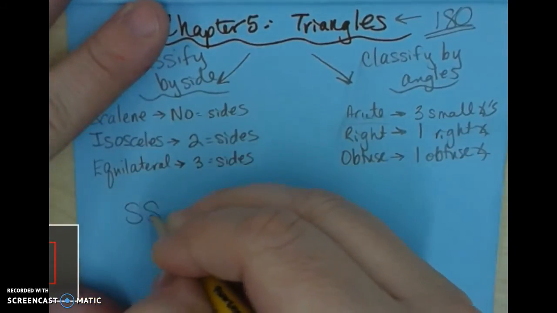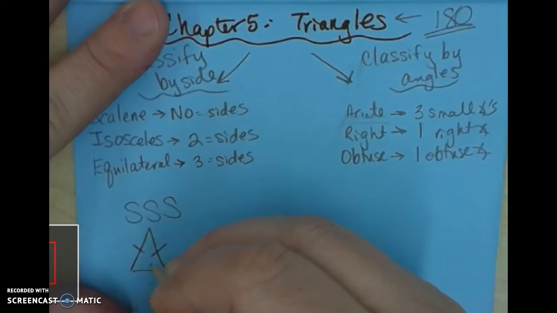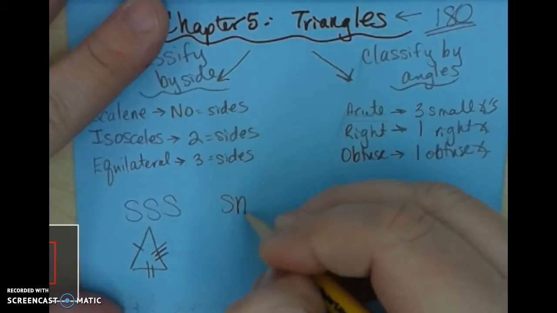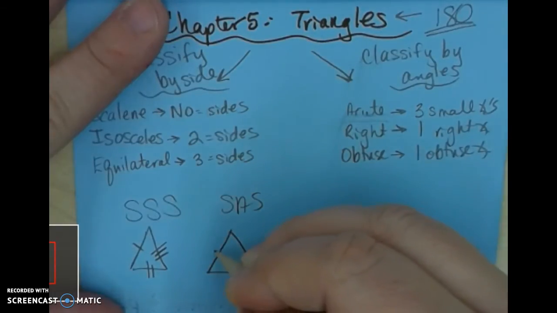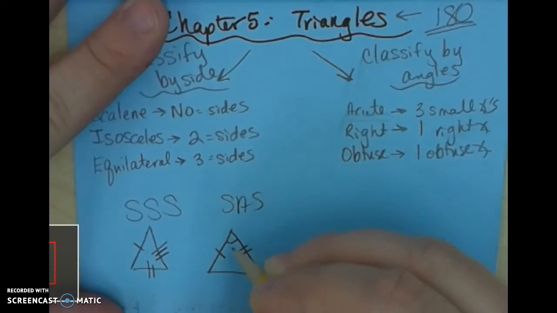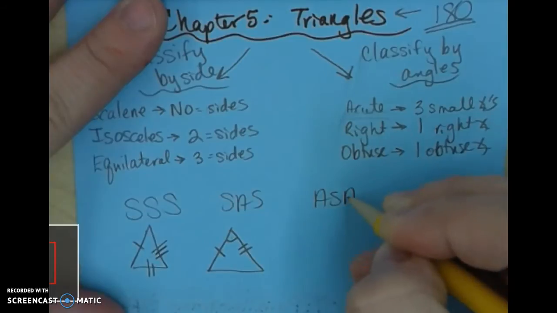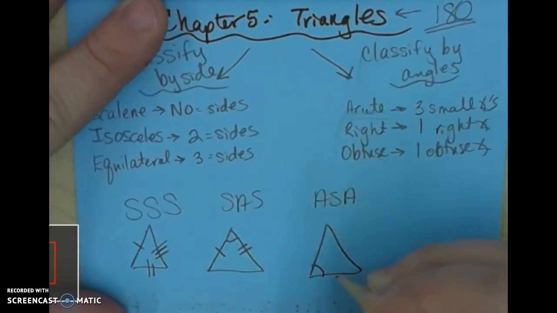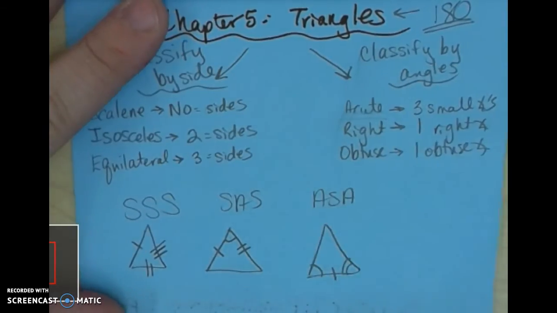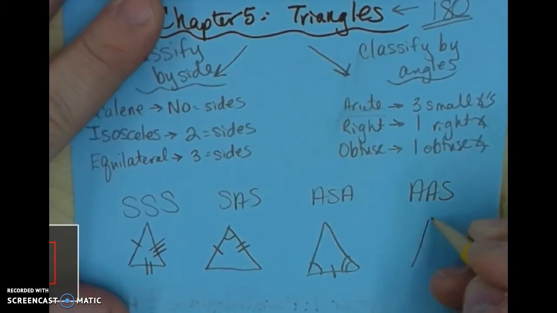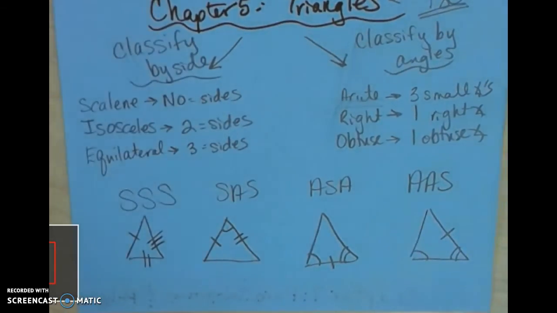So there's side side side, where you have three sets of congruent sides. There's side angle side, where the sides squish that angle squished in between. There's angle side angle, angle side angle, so this time the side is squished. And then there's angle angle side, where the side is on the outside of the angles. Okay, so you can prove triangles congruent those four ways.